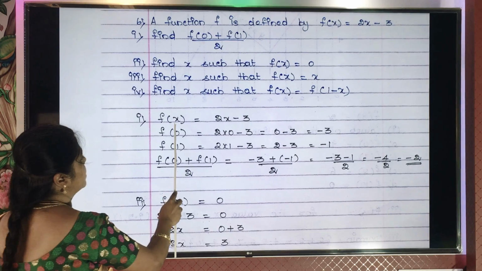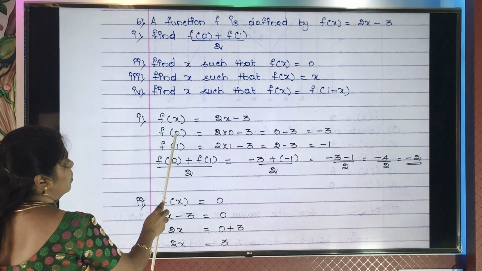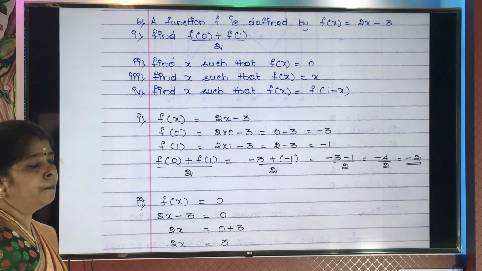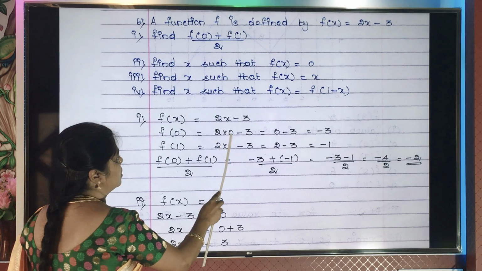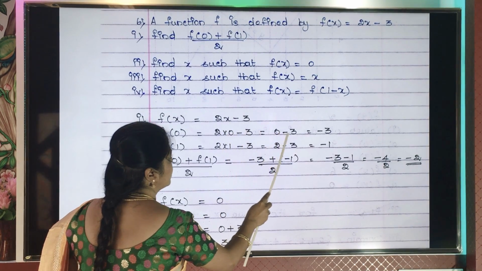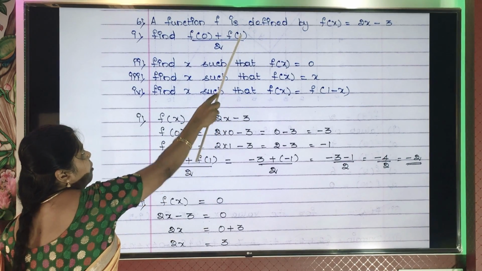What is f of x? 2x minus 3. First you need to find f of 0. Isn't it? So in the place of x you can write 0. So this becomes 2 into 0 minus 3. 2 into 0, 0, minus 3 which is minus 3. Now again I want f of 1.